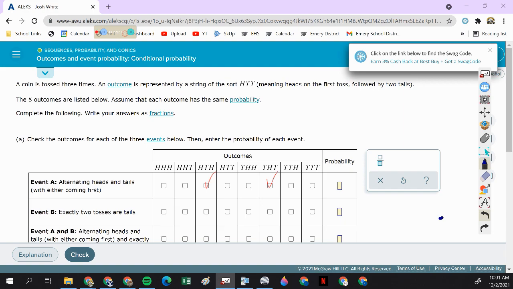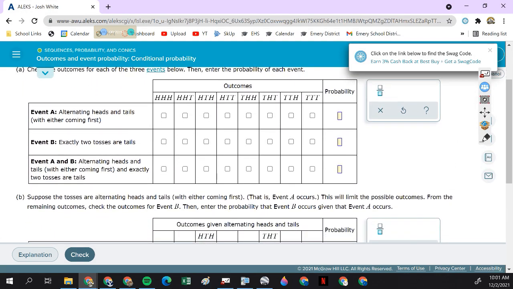What is the probability of getting exactly 2 tails? It would be 1, 2, 3 out of 8. What is the probability of alternating heads and tails and getting exactly 2 tails? There's only one way to do that, THT. Okay?